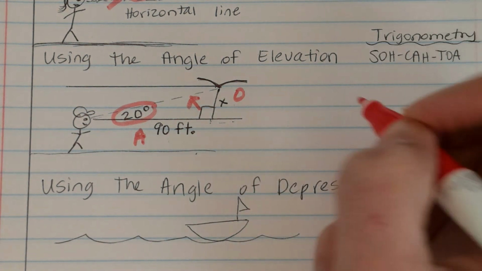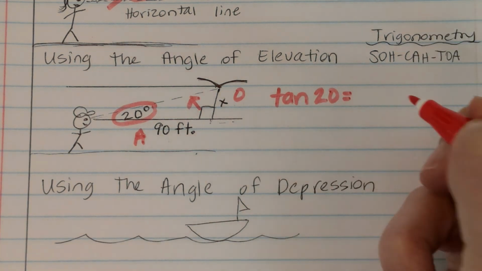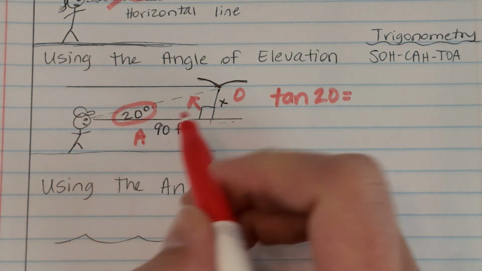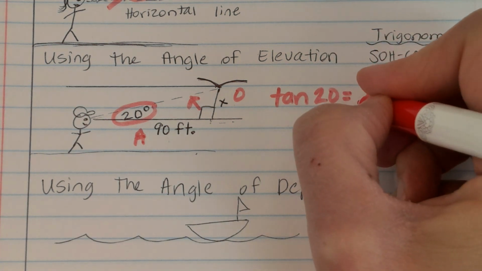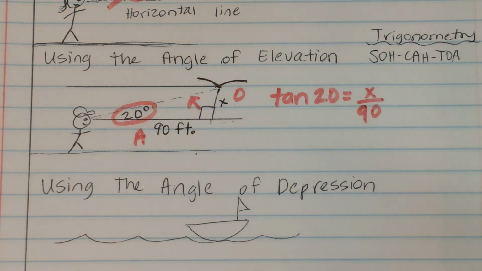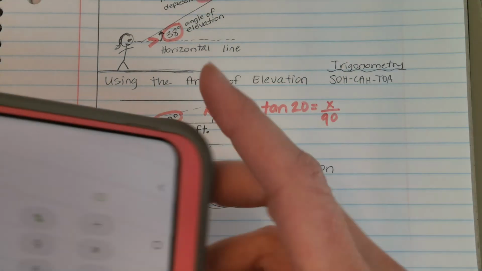So I would do tangent 20 equals, it's O over A, so opposite over adjacent, so x over 90. Okay, and then we just have to get our calculator and solve that. All right, so I'm grabbing my calculator. I'm going to zoom out so you can see the calculations.